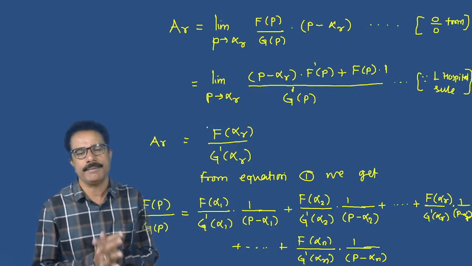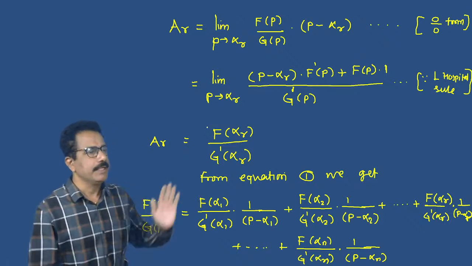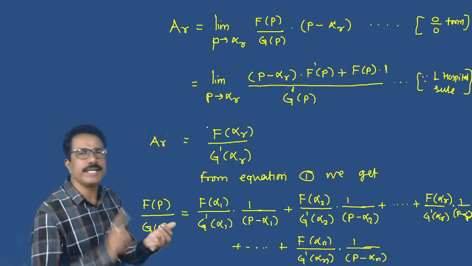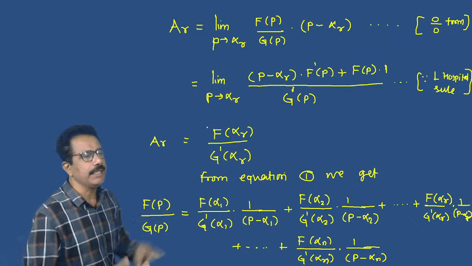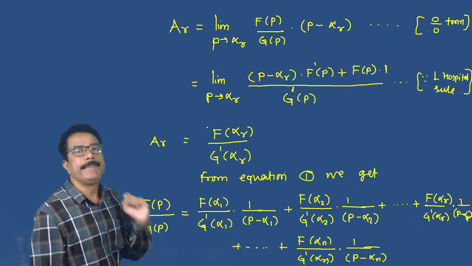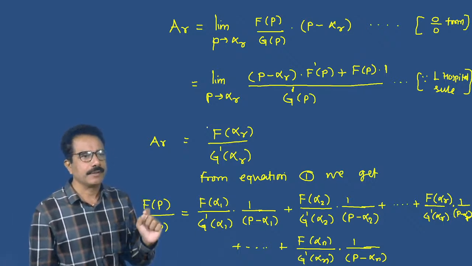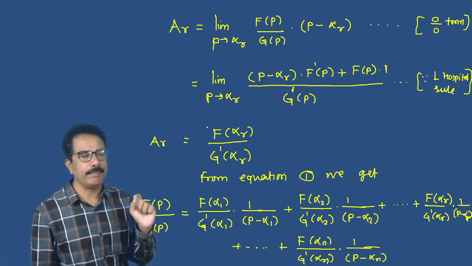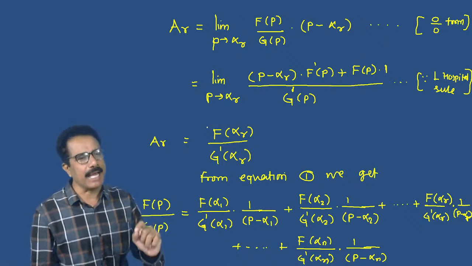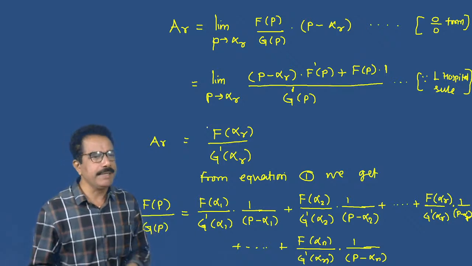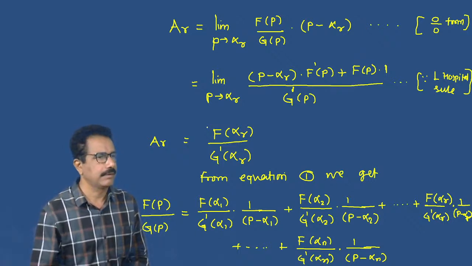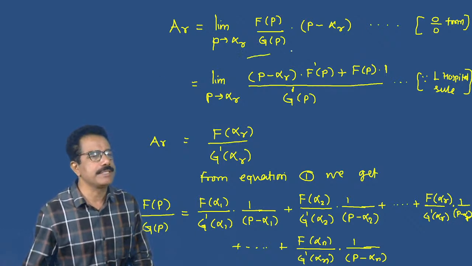Actually this is a very important and simple theorem. So we can find the value of AR. AR means A1, A2, A3, in this way. So we can find the value of capital AR equals the limit as p tends to alpha of F(p) divided by G(p) into (p minus alpha). If we put this limit, then what will happen here, students?